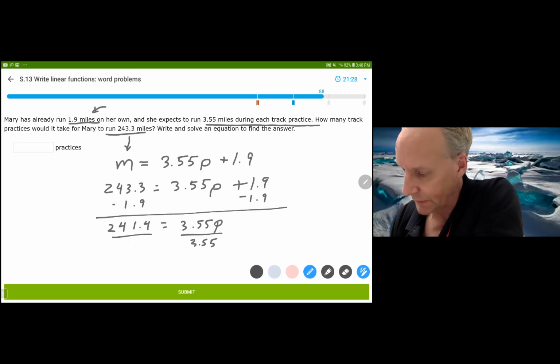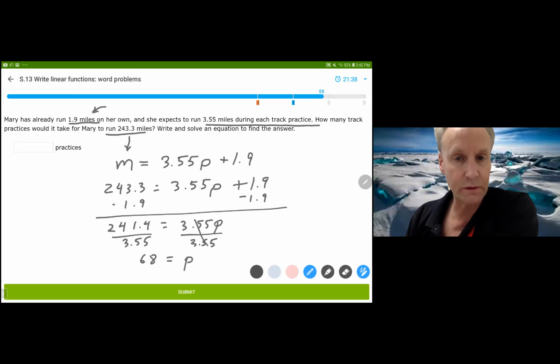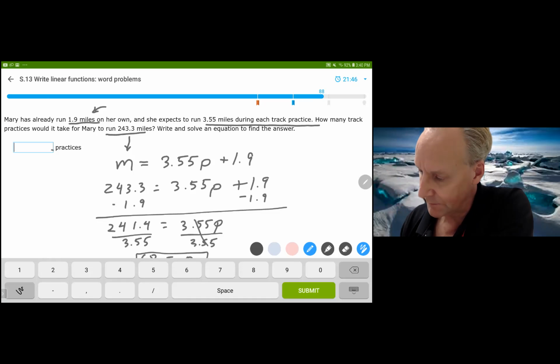Guess I could have done it by hand, but I'd rather not. If I would have done this by hand, I would have had to move the decimals over, and it's quite an involved process. Anyway, there are 68 practices that you would have to go to in order to get that far.